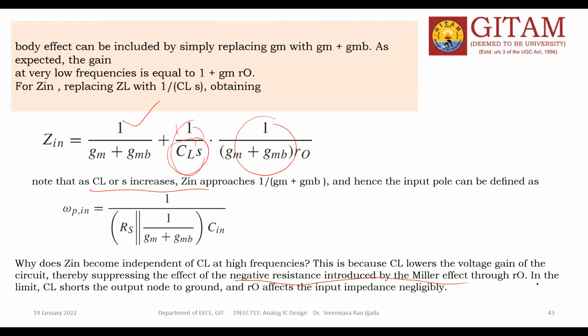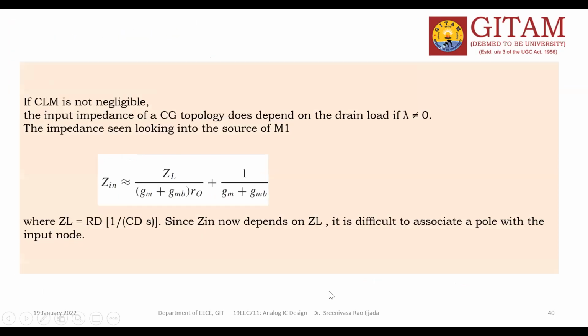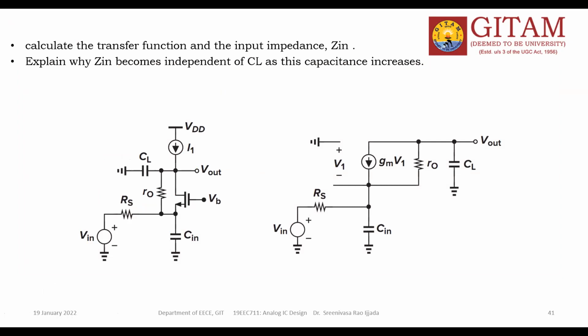And in the limit, CL shorts the output node to ground. So whatever the CL is there, it becomes short circuited. That's why, short circuit to ground, R naught becomes negligible. Whenever this is short circuited to ground like this, then the R naught effect is negligible. Then your Zin is independent of load values, output values.